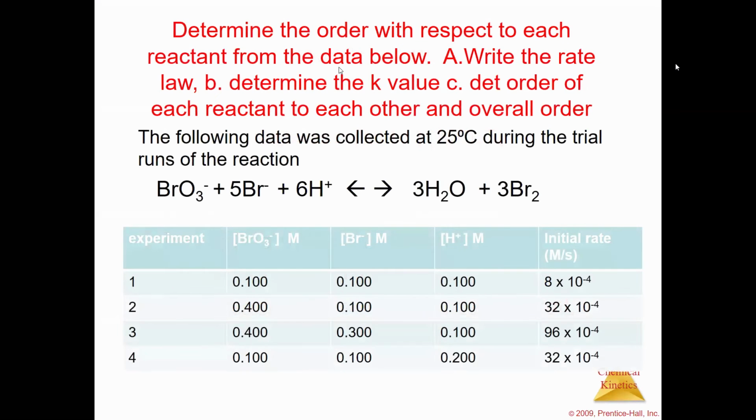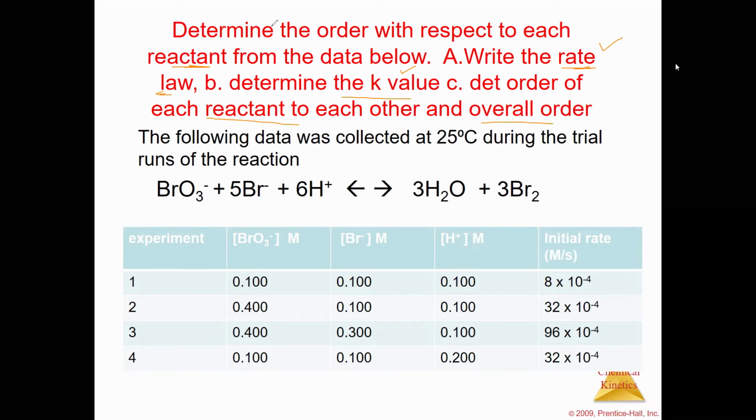All right, here we go. So this is how your homework is going to look. Determine the order of each reactant. Write the rate law. We're going to solve for K, but you need the rate law first. So first, let's find the rate law. Then we'll find K, and I'll show you how to do that. We just do some substitution. And then tell me the order of each reactant and what your overall order is. We have just four questions like that on the homework.